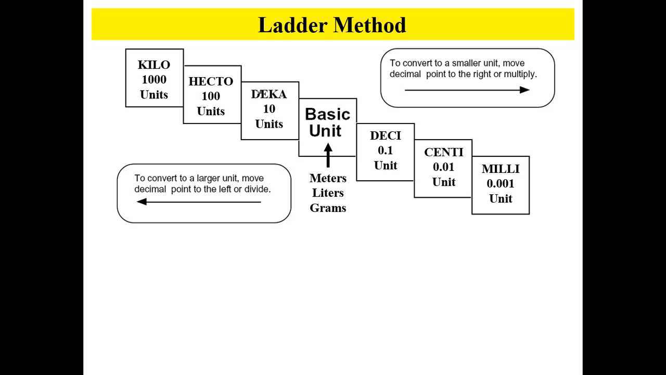When we convert, if you want to move to a smaller unit, you move your decimal point to the right, which is the same as multiplying. If you want to convert to a larger unit, you move your decimal point to the left, which is the same as dividing.